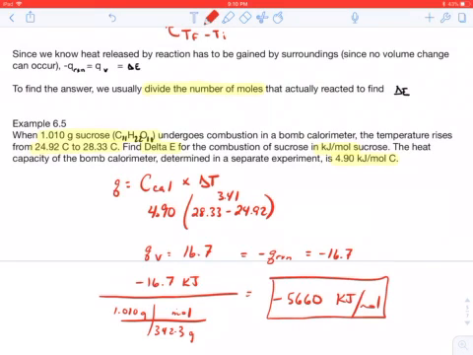And there you have it. That's how to use a bomb calorimeter and do calculations with said bomb calorimeter.